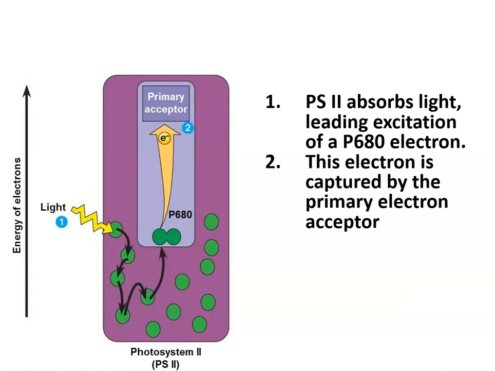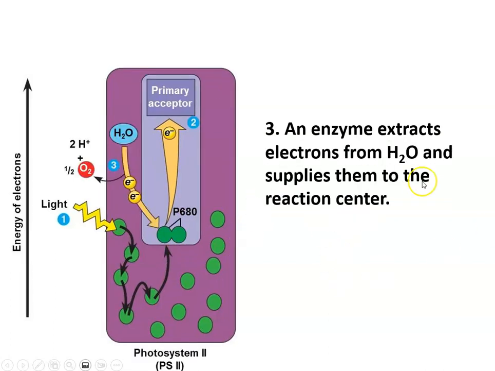So in the linear flow of electrons, the first step would be that photosystem 2 absorbs light, which excites the P680 electrons. The electron that's excited is captured by the primary electron acceptor. Now, remember that P680's electrons need to be replaced. In order for this flow of electrons to continue, there has to be a constant supply of electrons. So that source here is the water. There's an enzyme that strips the electrons from water, supplies them to the P680 chlorophyll A molecules, and when water gives up its electrons, oxygen is released as a byproduct of that.